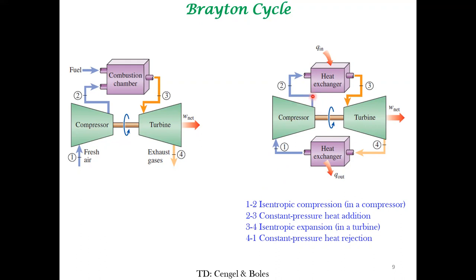In 2-3, constant pressure heat addition. This is the difference. These two are different. Instead of combustion occurring here, the combustion occurs elsewhere, and that heat is being transferred to the working fluid. Then there is 3-4, again isentropic expansion. Expansion occurs here too, but along with that, exhaust gas is sent out, but no such thing occurs here. And then there's constant pressure heat rejection. This is called a Brayton cycle.